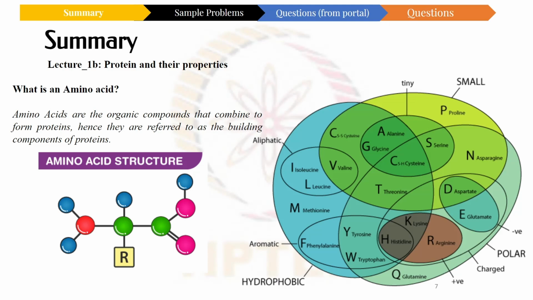Then we have polar amino acids. Polar amino acids have hydrophilic side chains that can form hydrogen bonds. They are serine, threonine, cysteine, and tyrosine. Now we have the concept of charged amino acids. We have two types of charged amino acids based on the charge available on their side chain: positively charged and negatively charged. Positively charged amino acids, or basic amino acids, are lysine, arginine, and histidine. Negatively charged amino acids, or acidic amino acids, are aspartic acid and glutamic acid.